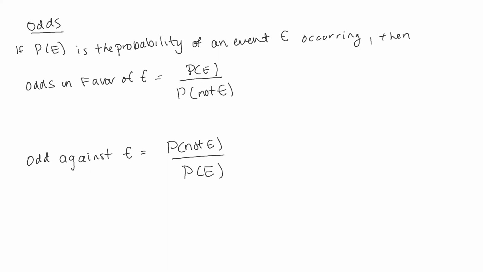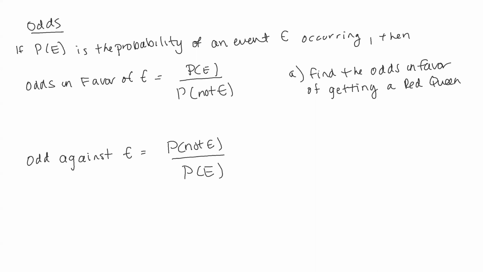So I'm going to do the first example on this slide so you can see the formulas. We're going to deal with a deck of cards. You're going to be dealt one card from a standard 52 card deck. What we're going to do first is find the odds in favor of getting a red queen. So we want the probability of getting a red queen divided by the probability of not getting a red queen.